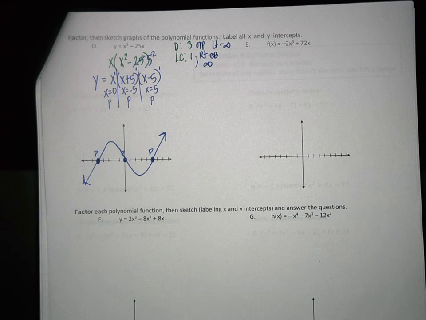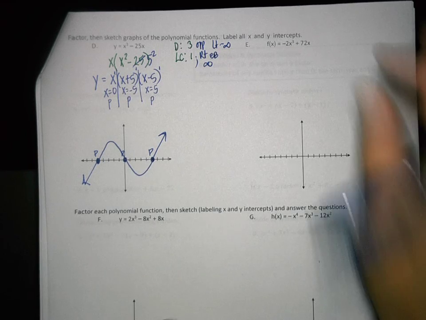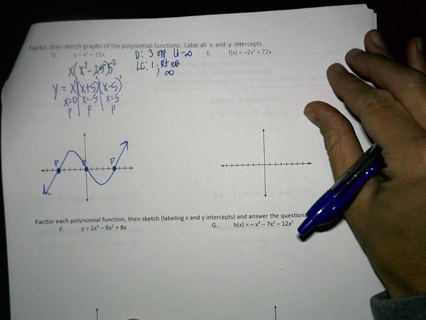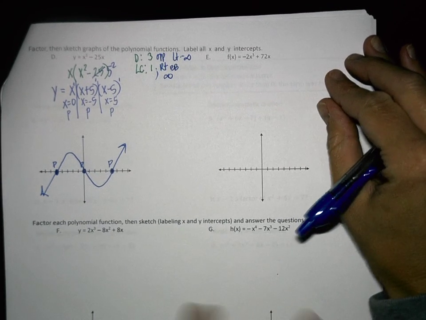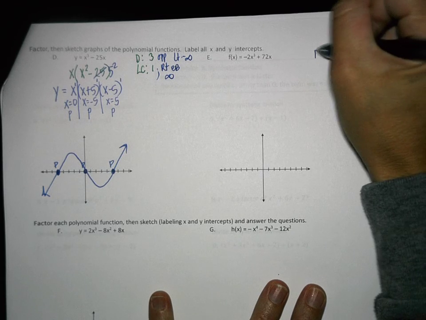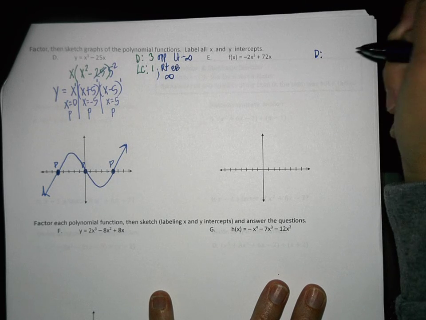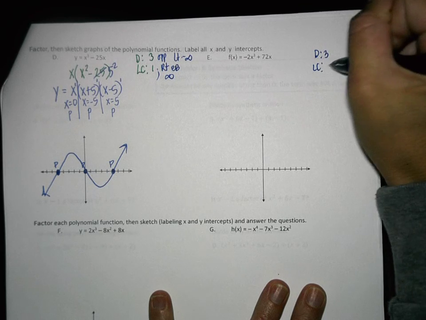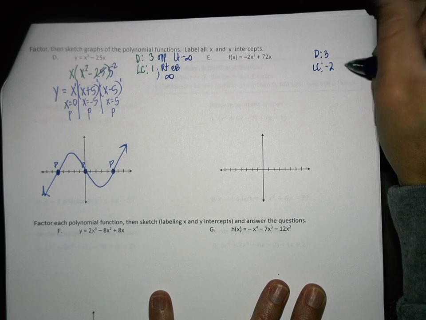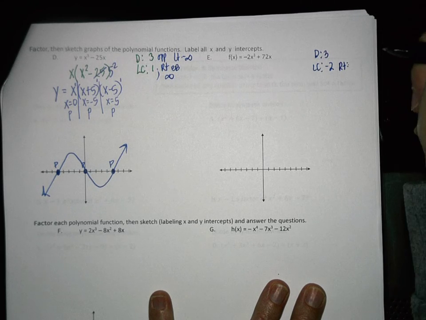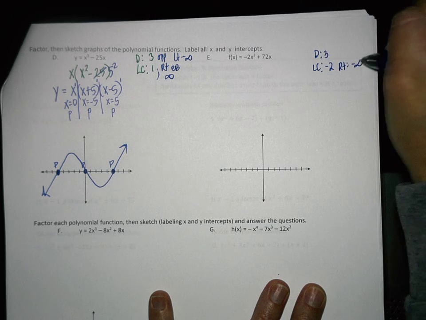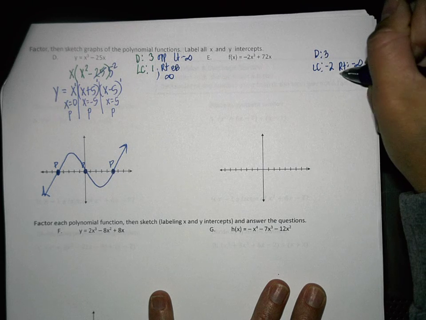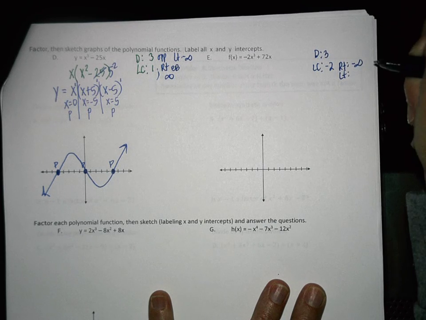All right, let's try E. What's the first thing I should do? Good, GCF is correct, but before I even do the GCF, I'm going to go ahead and go to the side here. I'm going to write that my degree is what? 3, and my leading coefficient is what? And basically that tells me that the right side will go to what? Negative infinity. Okay? And if you want to write the left side, then it will go to positive infinity.